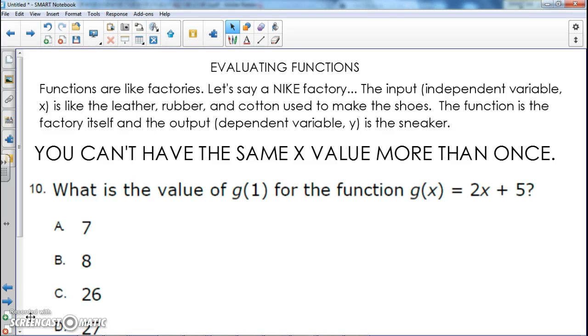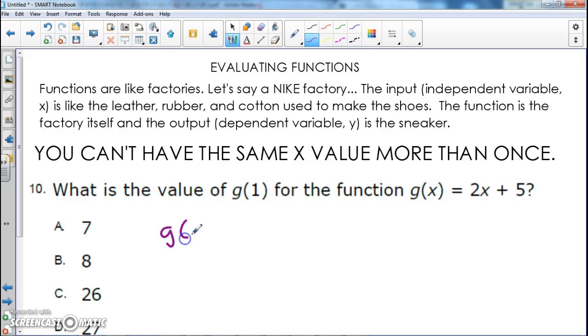All right. Now let's get into our first example. What is the value of g of 1 for the function g of x equals 2x plus 5? Just to make sure everyone understands, this is not g times x, it is g of x, okay? So in order to evaluate this function, we have to plug in 1 wherever we see an x in our function.